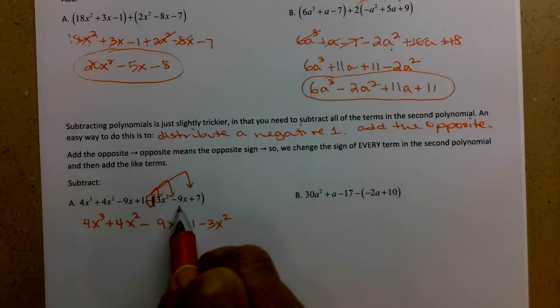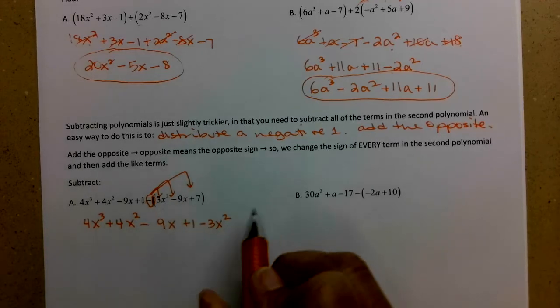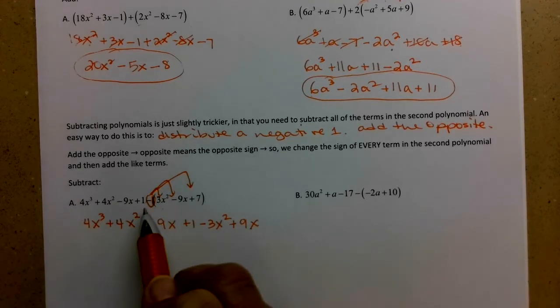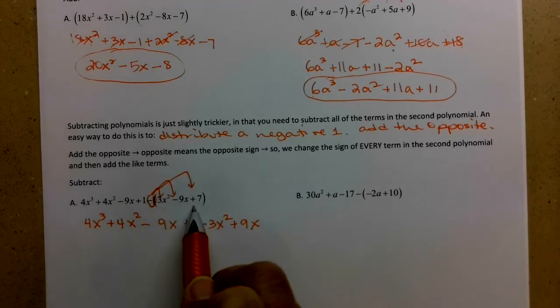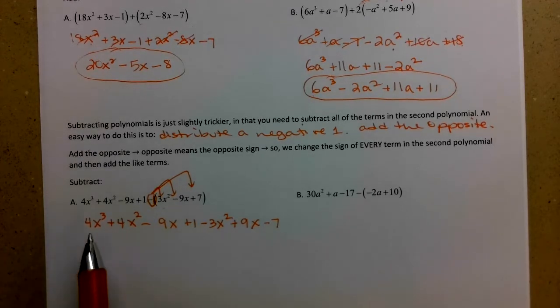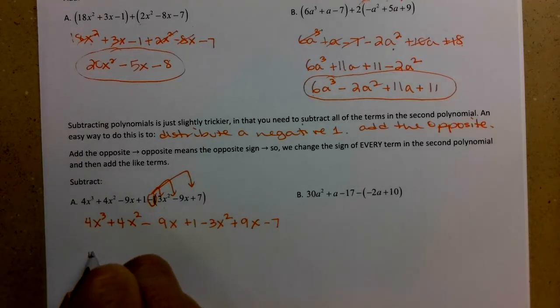Negative 1 times negative 9x. Negative times a negative is a plus. So that'll be plus 9x. Now I have negative 1 times positive 7. That's minus 7. Okay, now I have that all written down, no parentheses. We're just going to walk on through and collect all your like terms. So 4x cubed, there aren't any other x cubed, so that's just by itself.